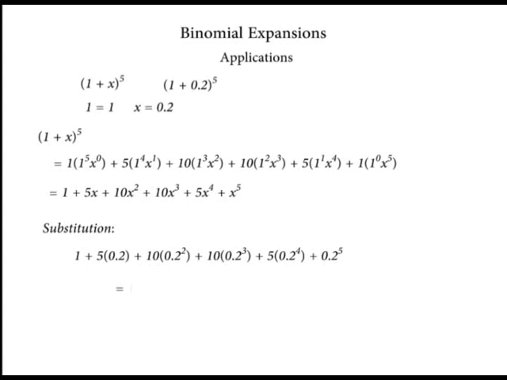That gives us 1 plus 0.2 times 5 is 1. 10 times 0.2 raised to power 2 is 0.4, plus 0.08, plus 0.008, plus 0.00032. And that gives us 2.48832. And that is the answer for (1 + 0.2) raised to power 5. And you can test that with the calculator.